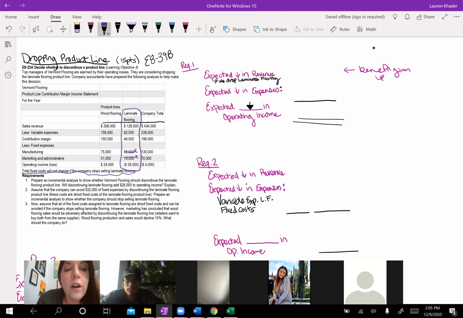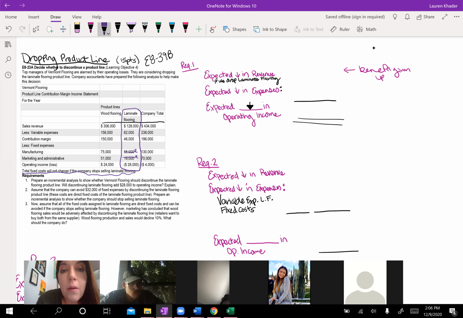So it's not part of our analysis. Prepare an incremental analysis to show whether Vermont Flooring should discontinue the laminate flooring product line. Will discontinuing the laminate flooring add $28,000 to operating income? Explain.